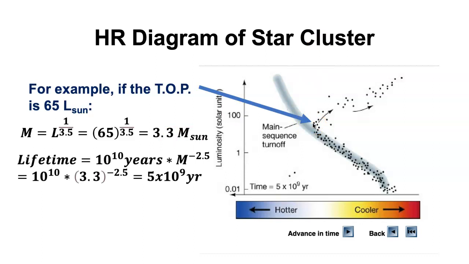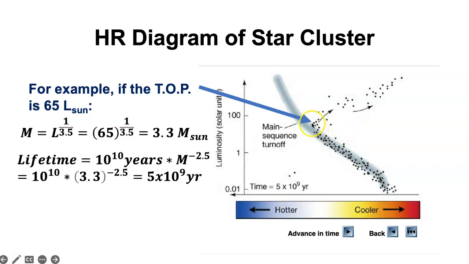Well, how long does a 3.3 solar mass star live? Well, the lifetime of a main sequence star is 10 to the 10 years times the mass to the negative 2.5 power. And so if you do the math there, plug in 3.3 solar masses, and that star has a lifetime of 5 times 10 to the 9 years. Or what is that? That's 5 billion years. So you're like, okay, that star will live for 5 billion years.